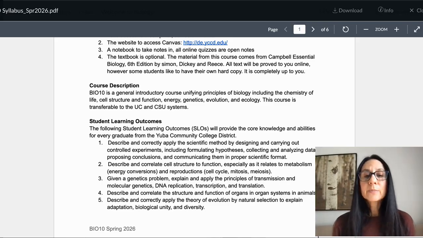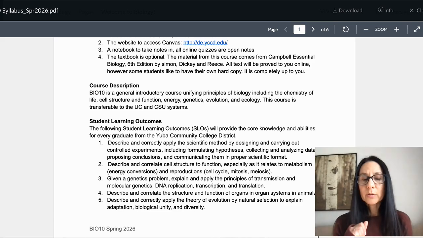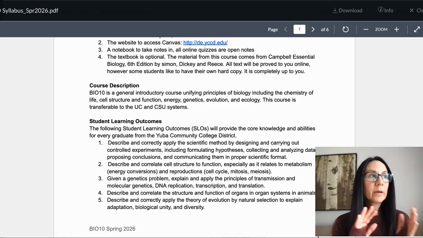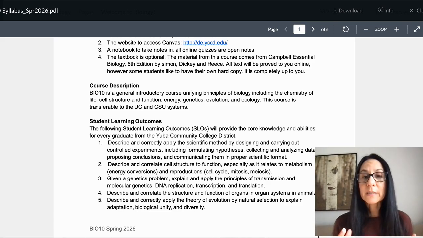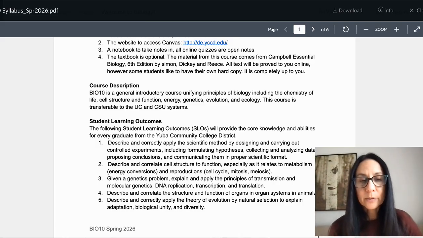And then the textbook is optional. This is the title. It is the Campbell Essential Biology, 6th edition, but you don't have to buy it unless you like to. But I have cut and copied most of the text for every topic in Canvas, so you can read it online. But if you're the kind of person who likes hard copies, feel free to buy the textbook too.